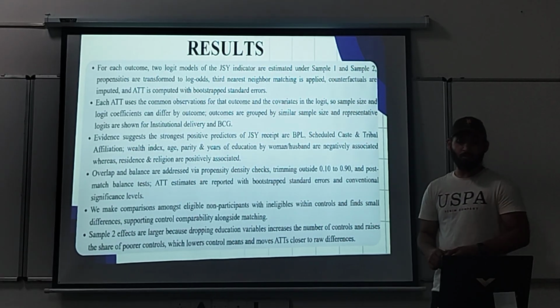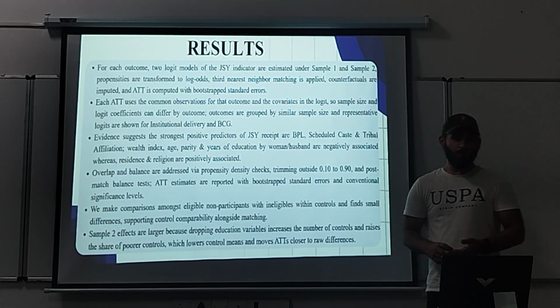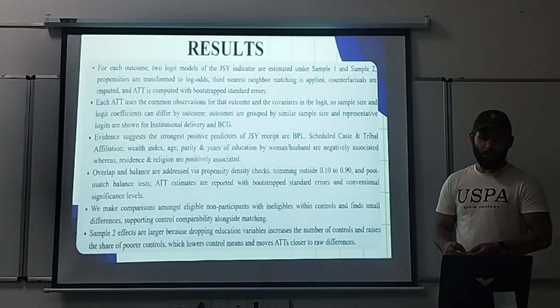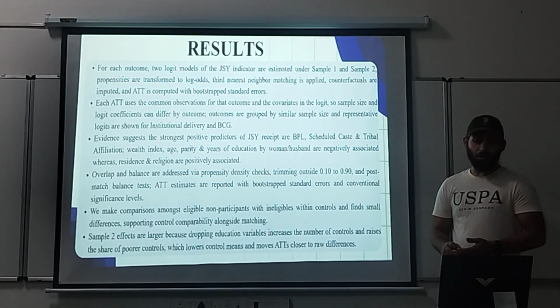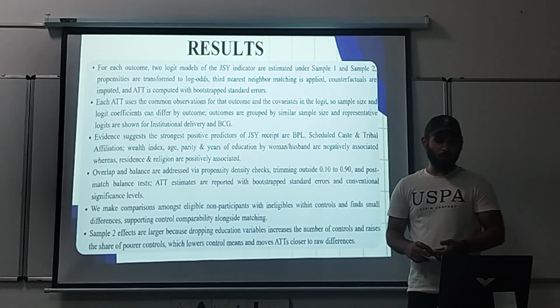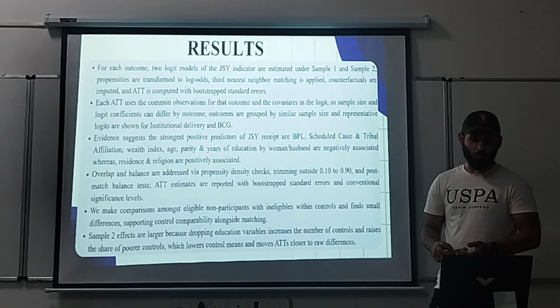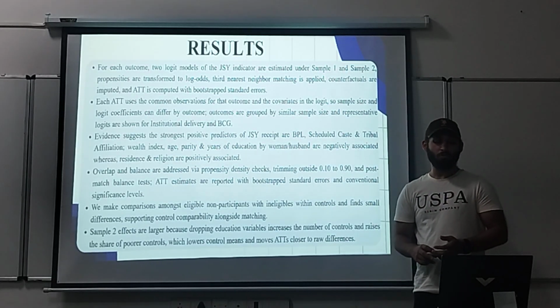For each outcome, we discuss two logit models of the GSY indicator under sample 1 and sample 2. We transform the propensity to log odds, apply third nearest neighbor matching, and compute the average treatment effect on the treated with bootstrap standard errors. The ATT for each outcome uses common observations for that outcome and all relevant covariates in the logit model. As a result, sample size and logit coefficients can differ across outcomes.